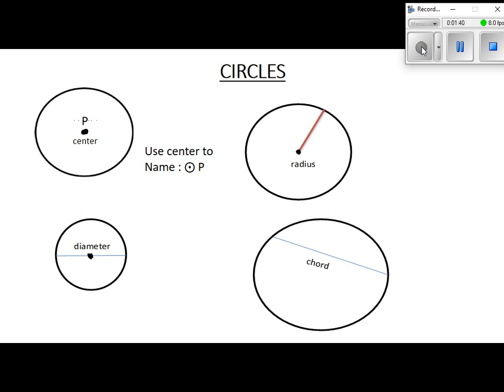A circle has a center point. It's always got a center point. When we name a circle, this is the symbol for a circle, a little circle with a dot in the middle of it, and we name it with that one letter that represents that center point. So this would be circle P. A circle is also always 360 degrees, so all the way around the circle is always 360 degrees.